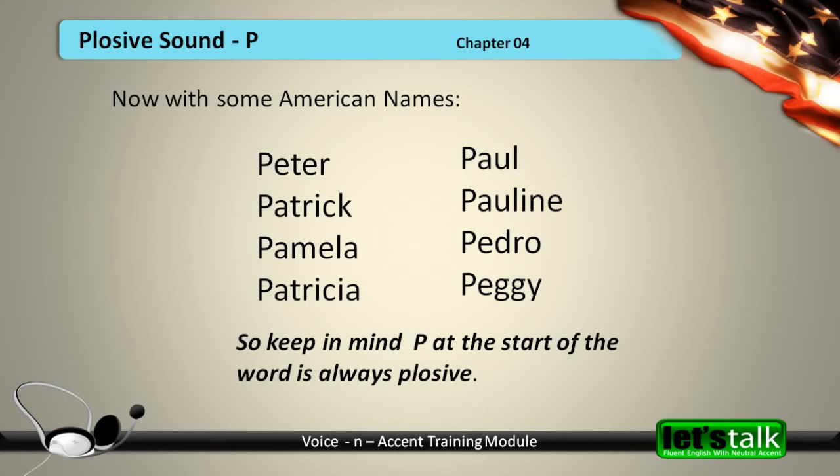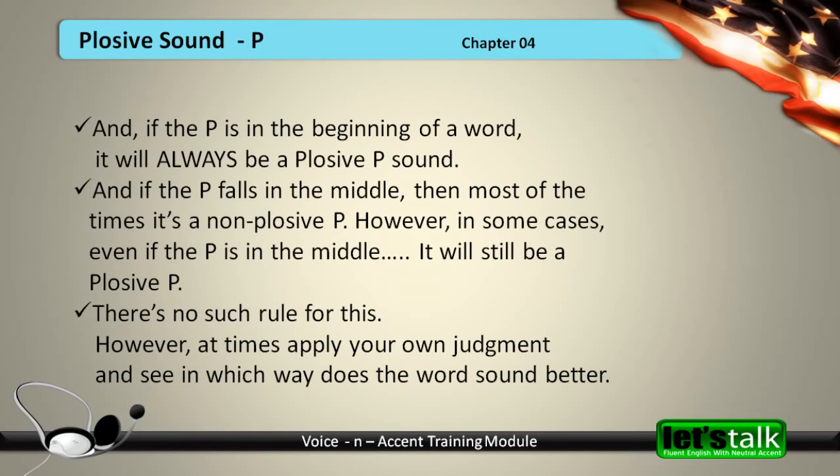So keep in mind that P at the start of the word is always plosive. If the P is in the beginning of a word, it will always be a plosive P sound. And if the P falls in the middle, then most of the times it's a non-plosive P. However, in some cases, even if the P is in the middle, it will still be a plosive P. There's no such rule for this. However, at times apply your own judgment and see in which way the word sounds better.